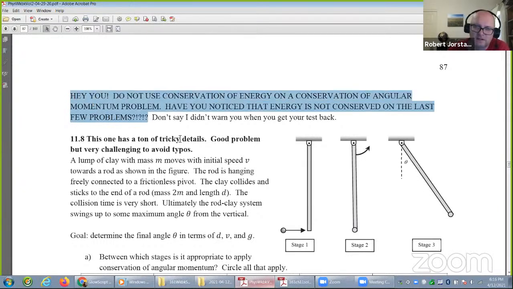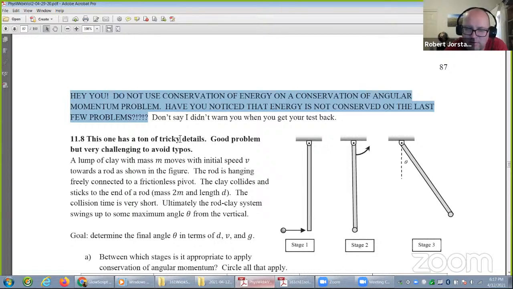Hey, you. Watch out. The biggest mistake students make is in chapter 10, we did rotational energy all the time. In this problem, we have seen a number of cases where energy is not conserved. So you have to be careful. The most common mistake people make is they really practice chapter 10, and then they assume every problem is a chapter 10 problem. Well, that doesn't always work.